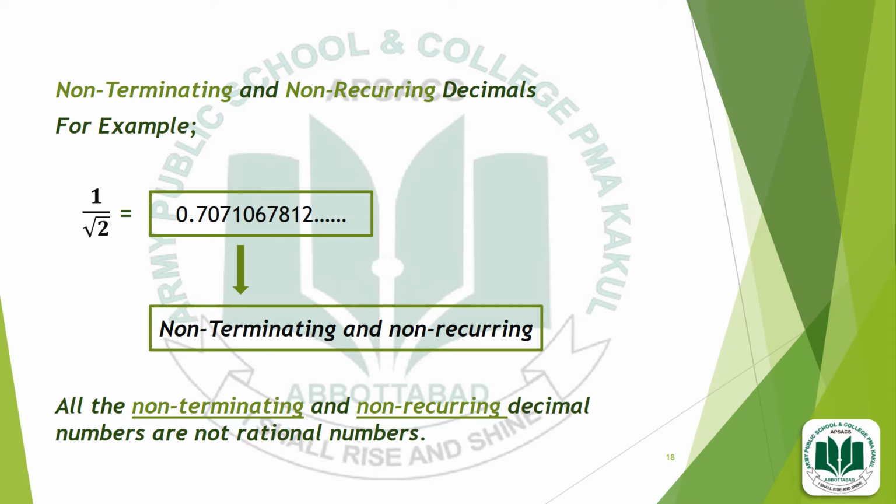And what about the non-terminating and non-recurring decimals? For example, we have a fraction 1 over square root of 2, which can be expressed as 0.7071, 0.67812 and so on. We can see that this is a non-terminating decimal and none of the digits is repeating or recurring. Here, note that all the fractions which have non-terminating and non-recurring decimal representation are not rational numbers.